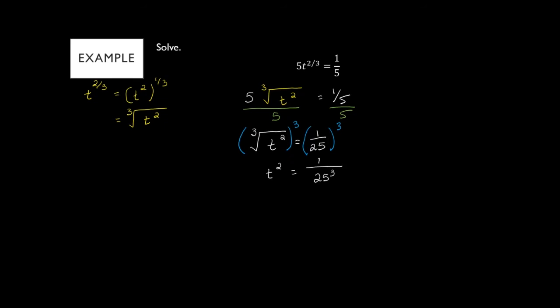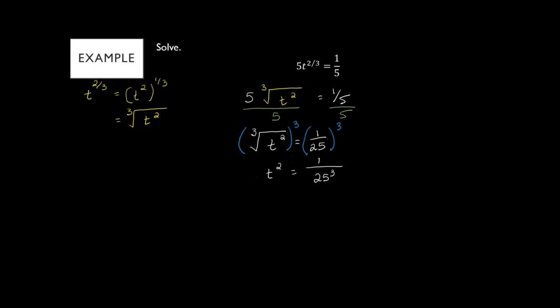Just for now, because it will make things easier than writing that big number. It's going to be 1 over this 25 cubed deal. And now we have a t squared, so now we need to take the square root of both sides, because we've got to get rid of the square. We need to solve by taking square roots.